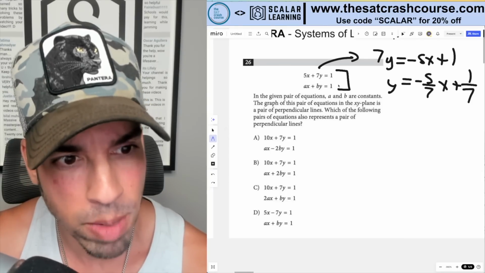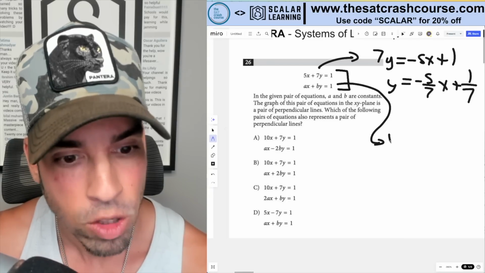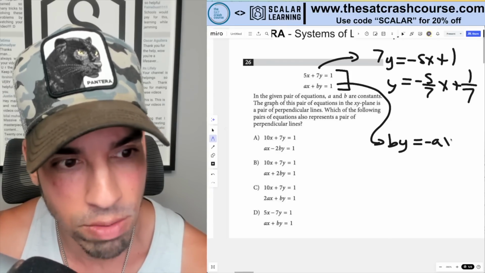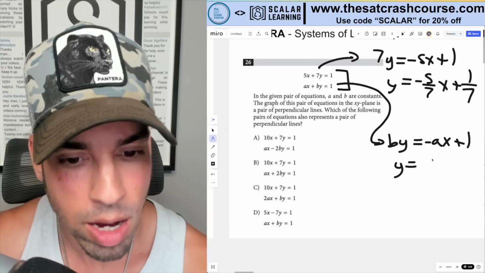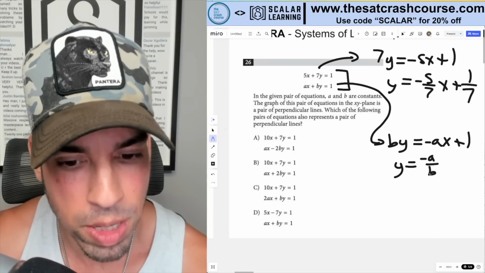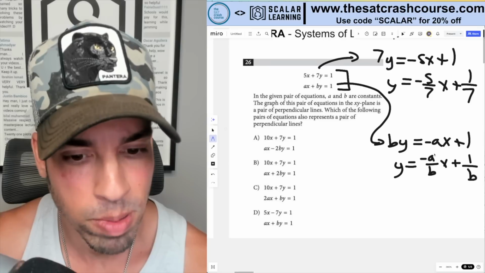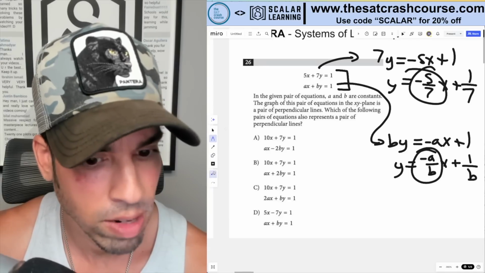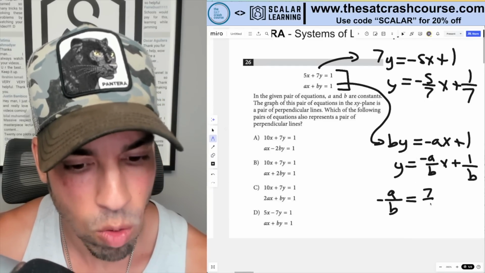Now I'm going to figure out what my slope is for the second equation in terms of a and b. So again, we're going to isolate y, put it into slope-intercept form. By equals negative ax plus 1. And then we're going to divide by b, and y equals negative a over b x plus 1 over b. So for these two lines to be perpendicular, this has to be the opposite reciprocal of negative 5/7, meaning negative a over b equals 7 over 5.